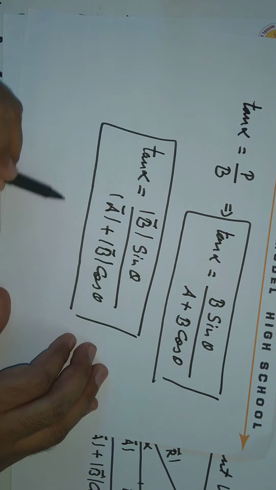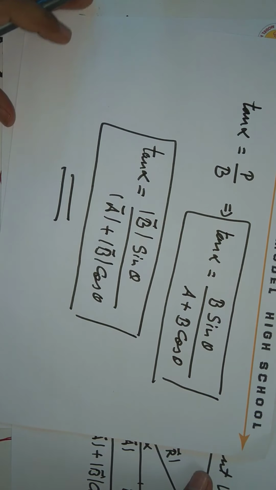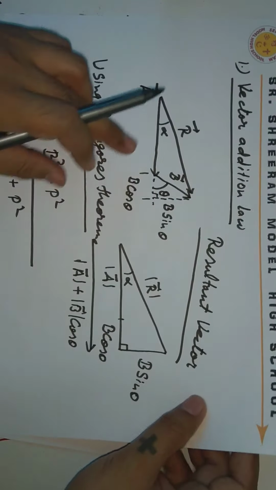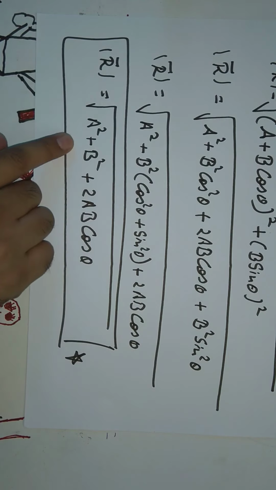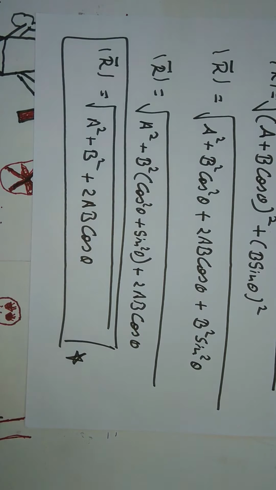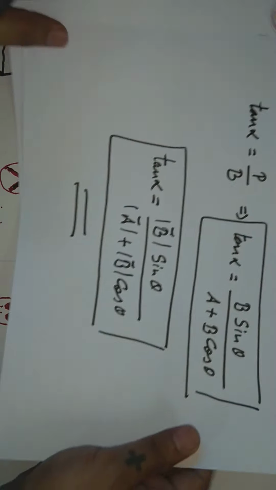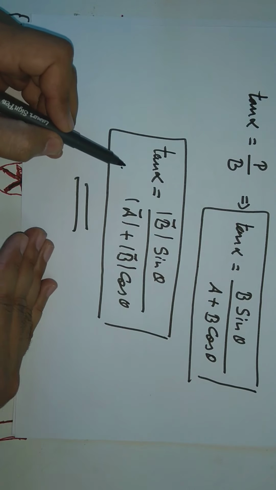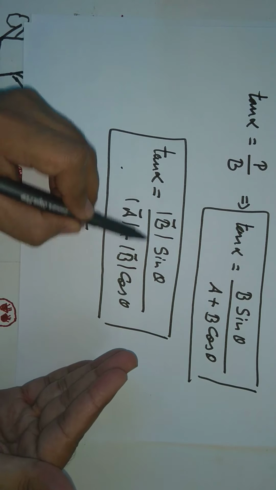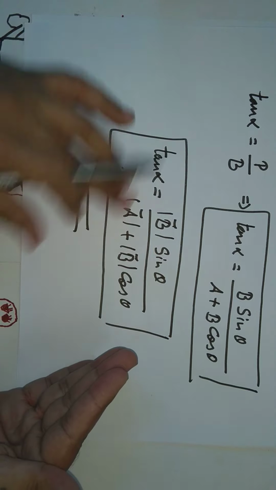This is our vector addition. Do remember, when a question comes in your exam for the vector addition law, you have to draw both diagrams, do this maths, and ultimately reach the conclusion that the resultant vector is equal to under root a square plus b square plus 2ab cos theta, and finally find the angle tan alpha. We can also write alpha is equal to tan inverse of b sine theta upon a plus b cos theta, but this will do.